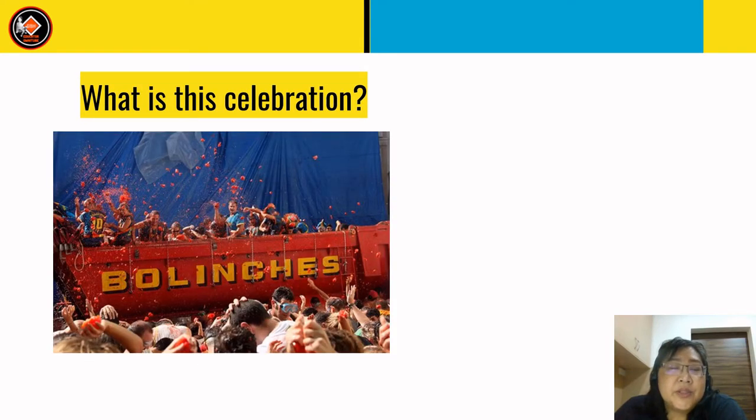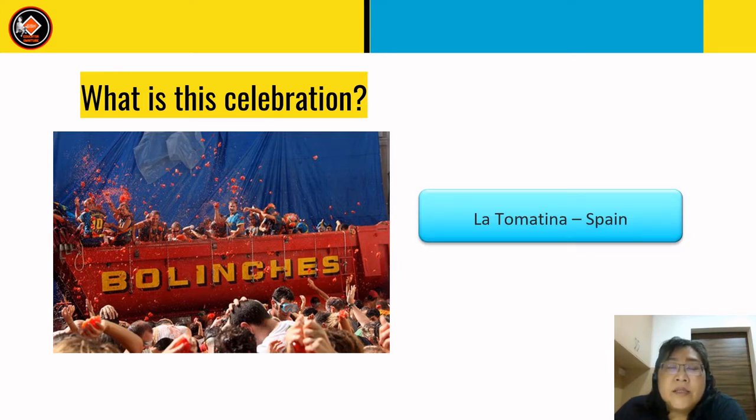Let's look at the second picture. You could notice that there are a lot of people throwing objects which are red in color. So could they be? Maybe they look like tomatoes. So this is La Tomatina, celebration of throwing tomatoes in Spain.